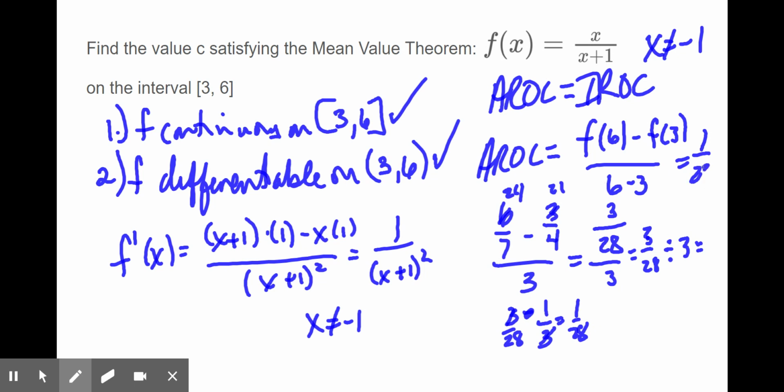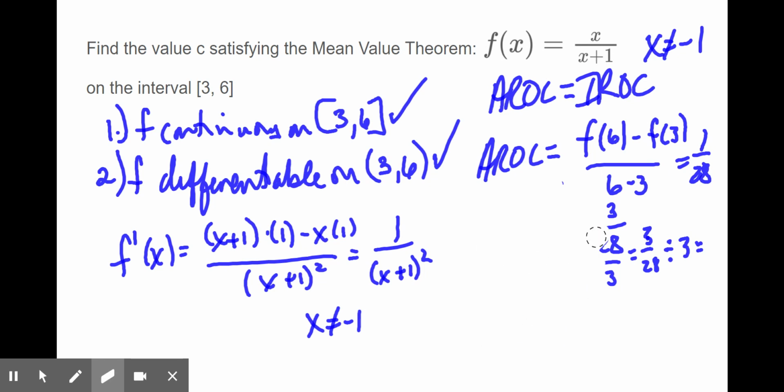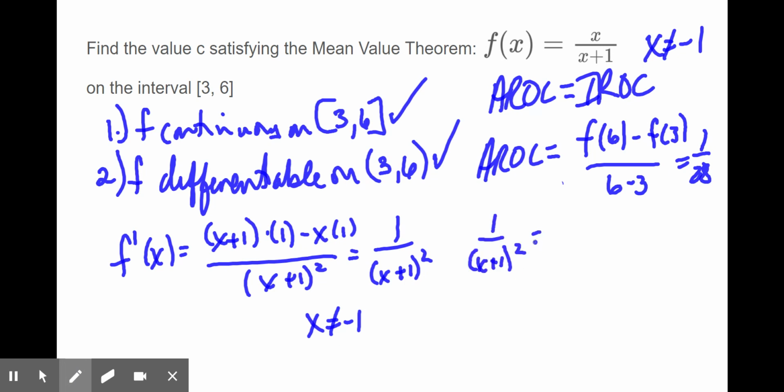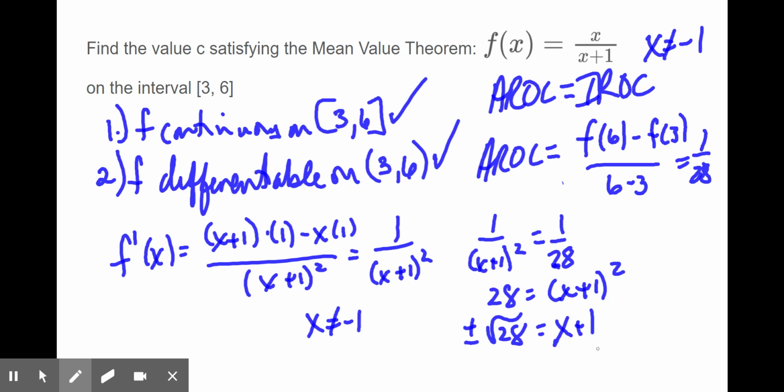Now I'm going to erase this stuff here because I need the space. So 1 over 28 is your AROC, and you know what your IROC is already. Your IROC is 1 over x plus 1 squared. So we want 1 over x plus 1 squared to equal 1 over 28. I would cross multiply, since I have two equal fractions. So you have 28 equals x plus 1 squared. Take the square root on both sides and put plus or minus. Subtract the 1, and you get x equals -1 plus or minus square root 28.